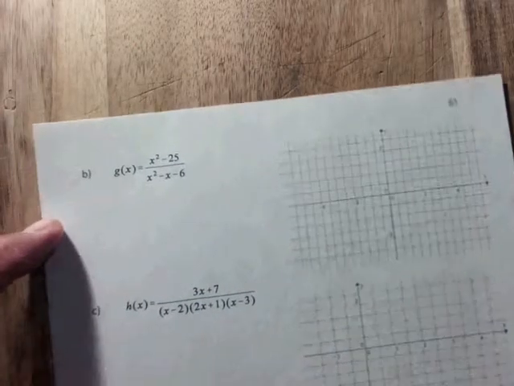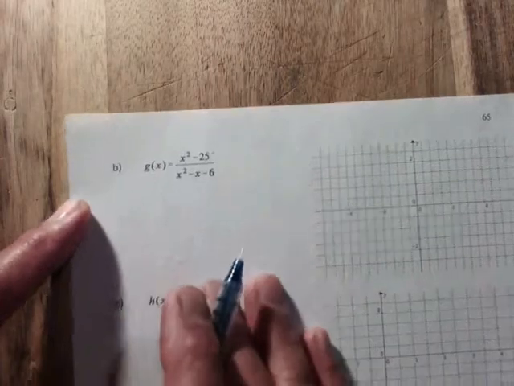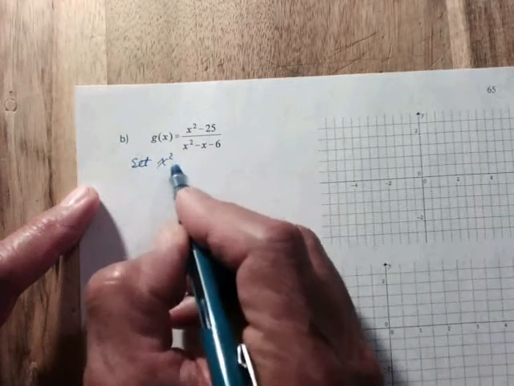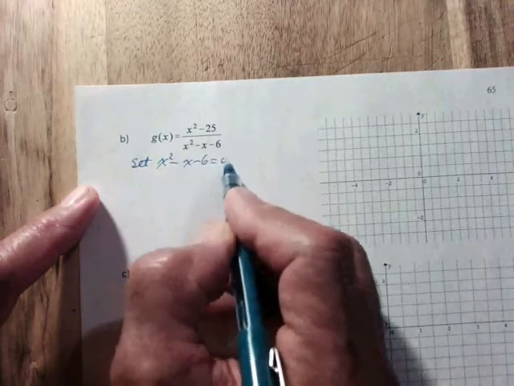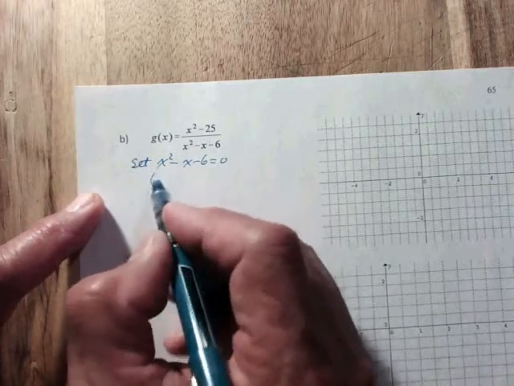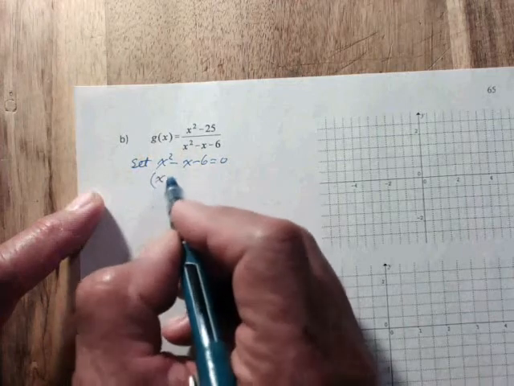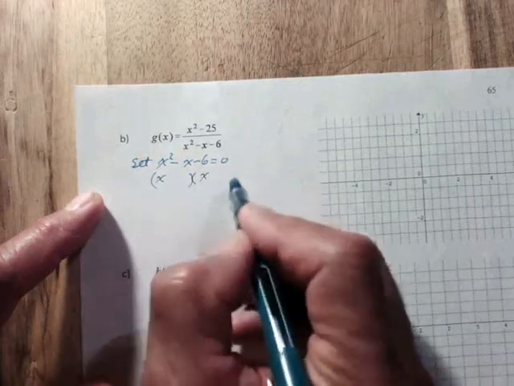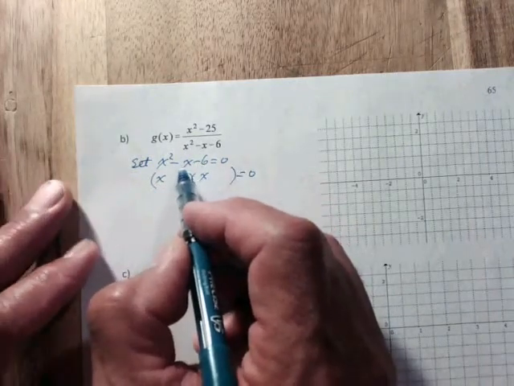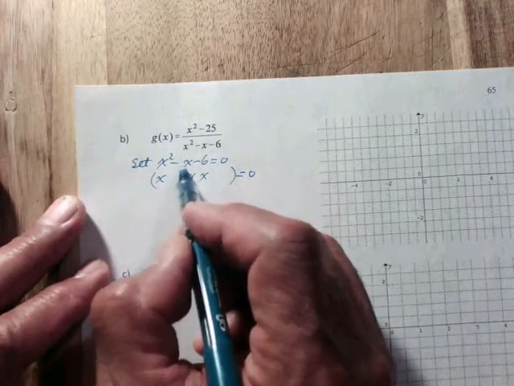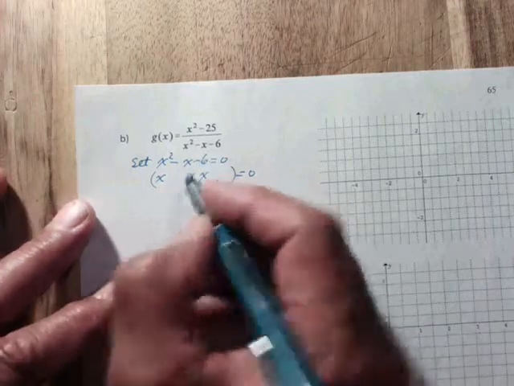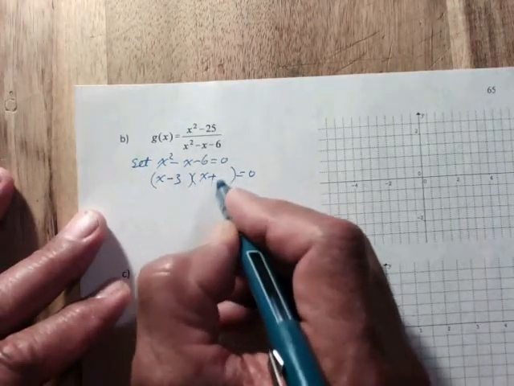Like here, how about this example? Well, just set the denominator equal to 0. So set x squared minus x minus 6 equal to 0. I can actually factor this. As I said, if you can factor, it's easier. If you can't factor, use the quadratic formula. So I put x here and x here, equal to 0. Then I'm looking for two numbers which add up to -1, you see, minus times x is minus 1 times x. And the product is negative 6, and they are negative 3 and positive 2.